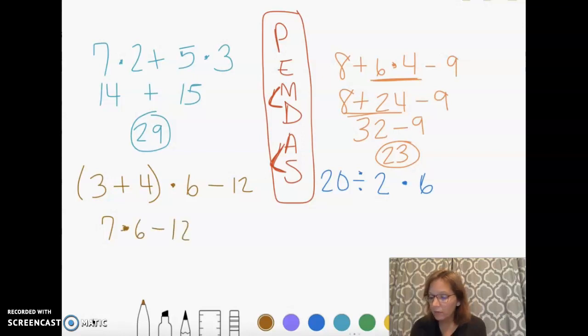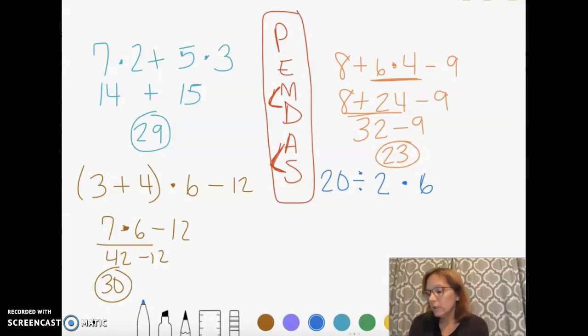I know that I have to do multiplication or division next, so I'm going to multiply. 7 times 6 is 42. Bring down the minus 12. And then 42 minus 12 is 30. And that will be my final answer.